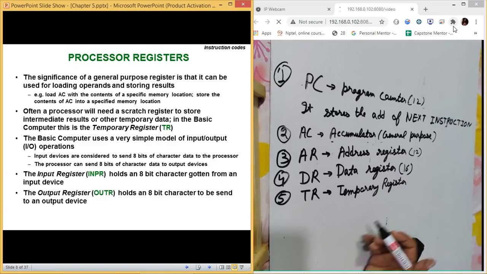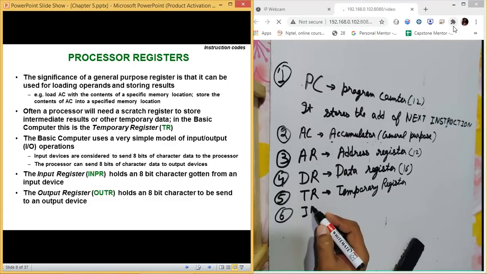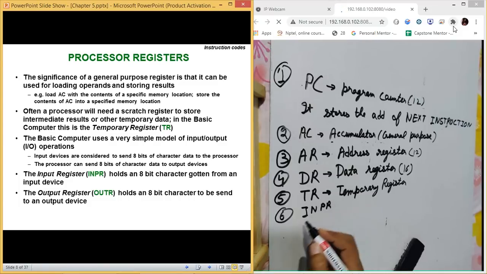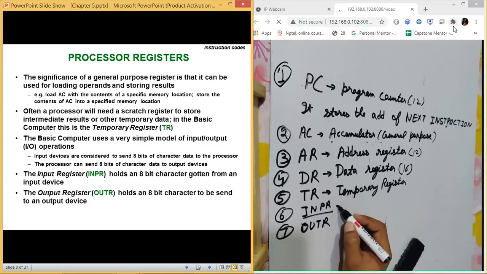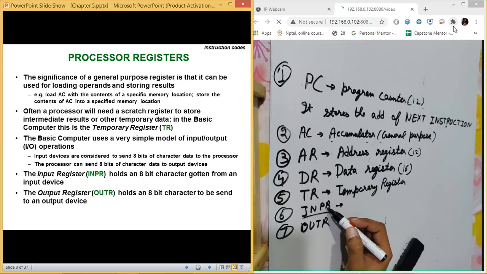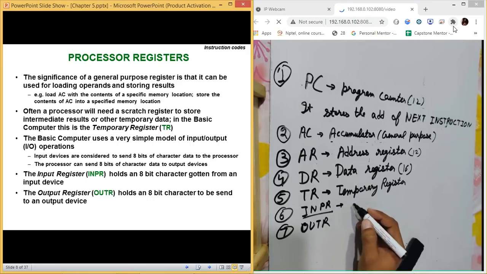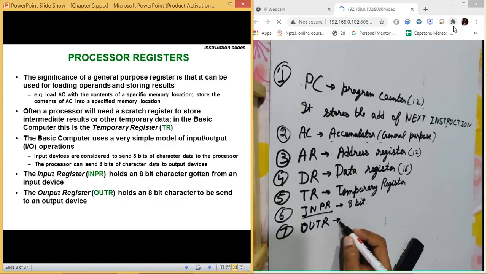Then we have two more registers. One is INPR, one is OUTR. This is an input register. What are the inputs which we are going to get from the outside? So if you press a key on your keyboard, it gets collected in INPR. So INPR collects 8 bits of data, means 1 byte of data at once. INPR is of 8 bits, OUTR is of 8 bits.